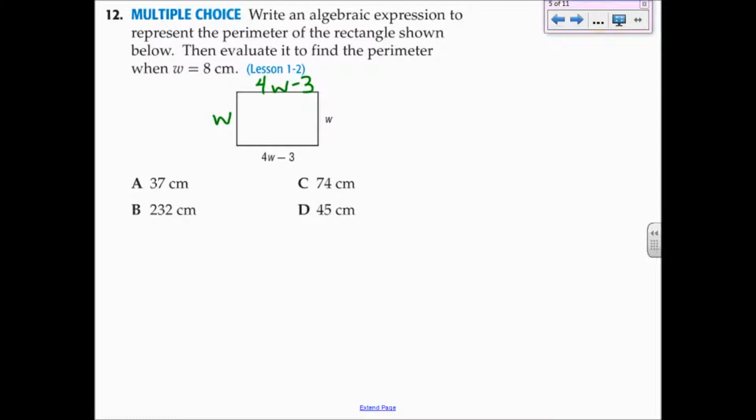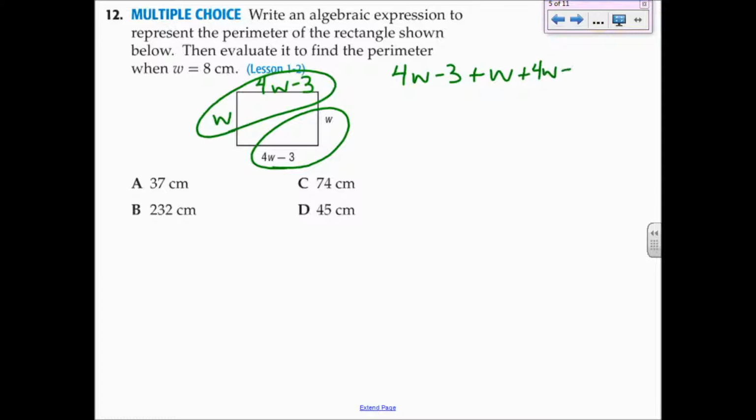So if you notice, you have 2 pairs of W and 4W minus 3. So one way you could write the expression would be to actually just go around and add them up as you go. So if I start at the top, I'd have 4W minus 3 plus W plus 4W minus 3 plus W. So that's one way to do it.